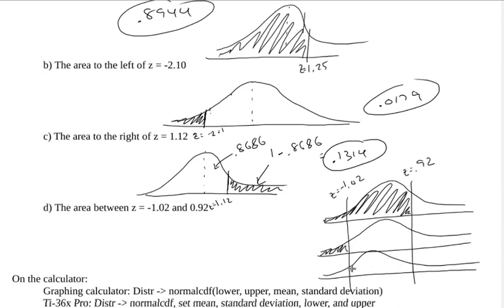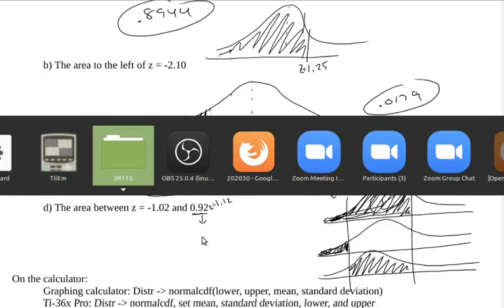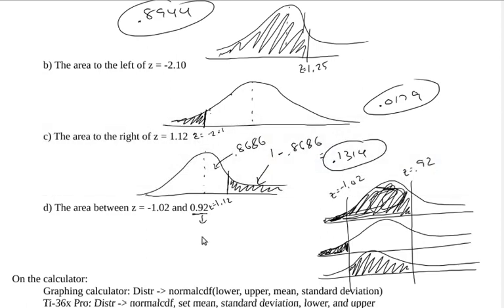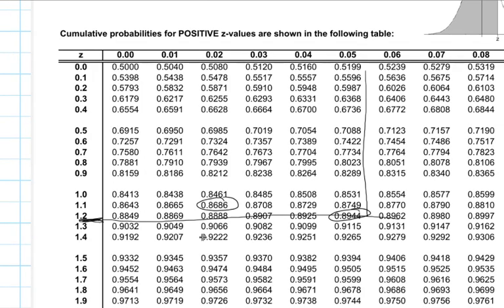If you think about it, if I'm trying to find the area between them, I have this whole area, which includes not just the area I'm looking for, but also this area, the little tail. This value, if I look it up in the chart, will tell me the area of the tail. So what I'm going to do is find the area to the left of 0.92. Let's figure out what value that is. The area to the left of 0.92 is right here, 0.8212.